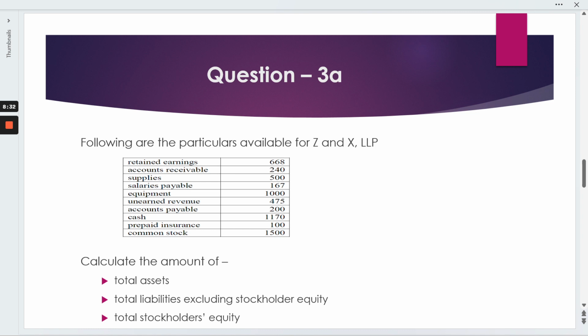The following particulars are available for Z and X LLP: retained earnings, accounts receivable, supplies, salaries payable, equipment, unearned revenue, accounts payable, cash, prepaid insurance, and common stock.